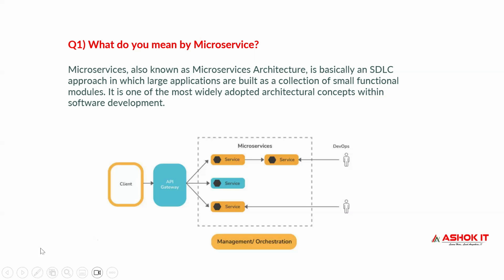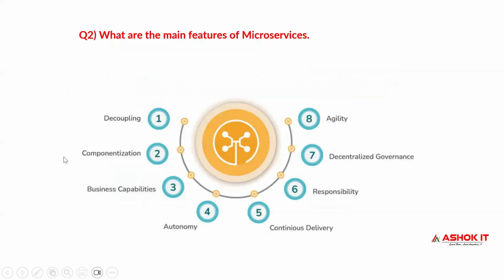Now we'll go to the next question. Our next question is, what are the main features of microservices? There are several features of microservices that are listed here. Number one is decoupling. Decoupling means that within a system, services are largely decoupled. The application as a whole can therefore be easily constructed, altered, and scaled.